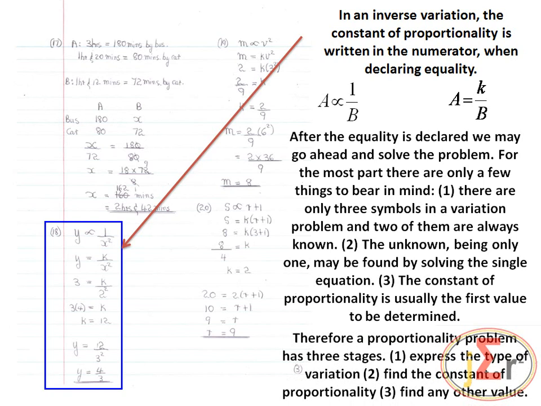Therefore, a proportionality problem has 3 stages. 1. Express the type of variation, whether direct or inverse. 2. Find the constant of proportionality. Then 3. Find any other value. So express the type of variation first. Find the constant of proportionality next, and finish up by finding any other value as required.